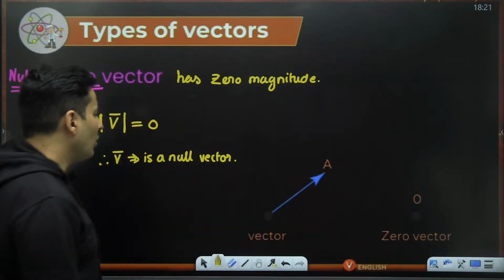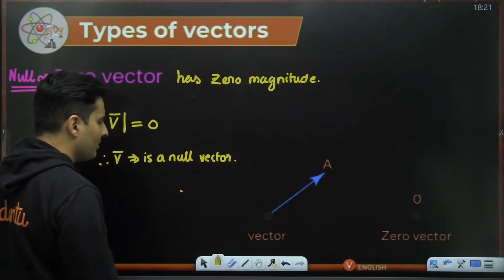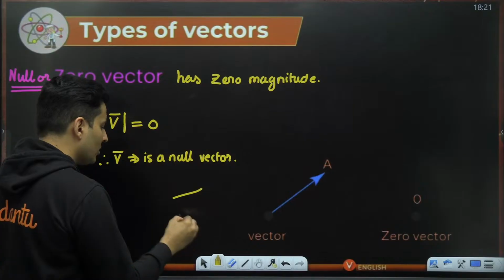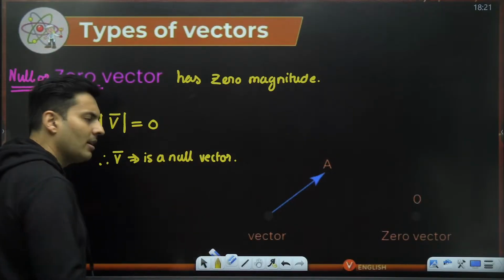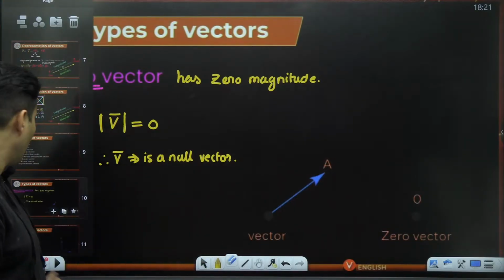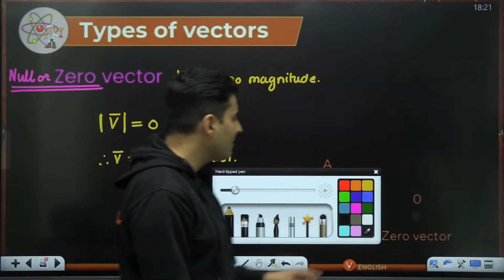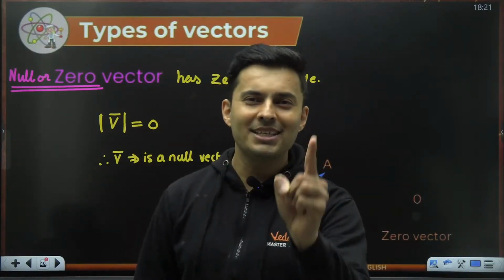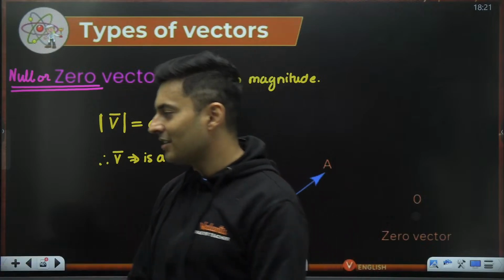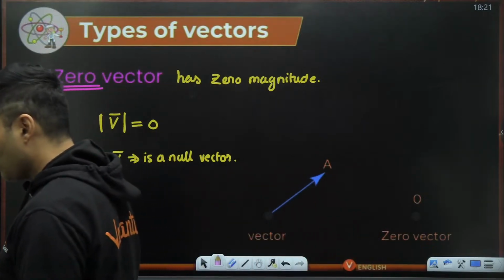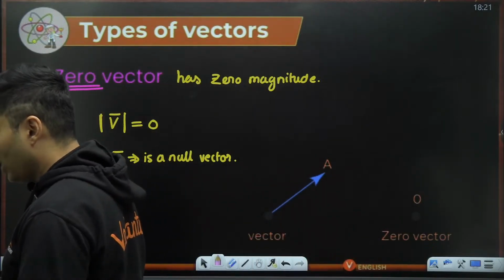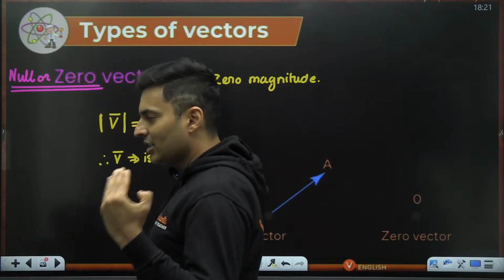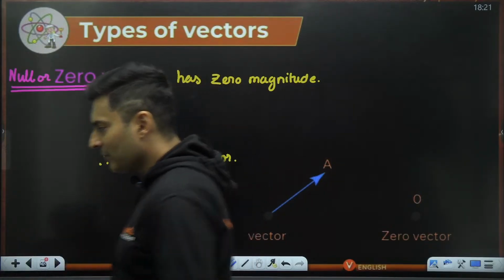If you have to represent it, I'll just put it as a point because it has no length. That's it. It becomes a null vector. Let me ask you this very famous, very important question. Let's see how many of you can give this. What is the direction of a 0 vector? Quickly answer in the chat box right away. What is the direction of the 0 vector?